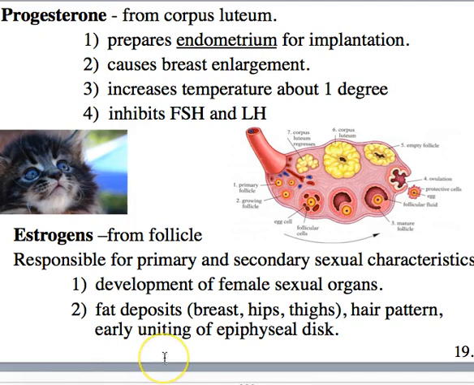It helps us develop our fat deposits. So why are women more curvy? It's because we have fat deposited in different areas. There are different thoughts. Why is that? Does it help us carry kids? I don't know. Take anthropology.